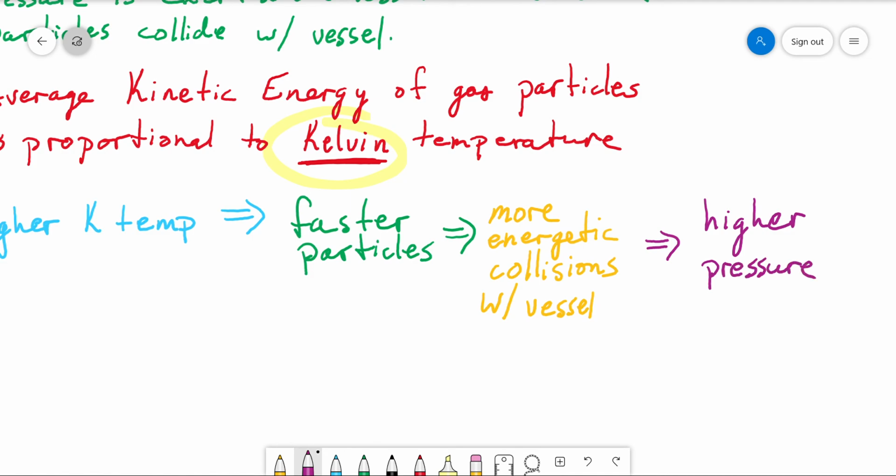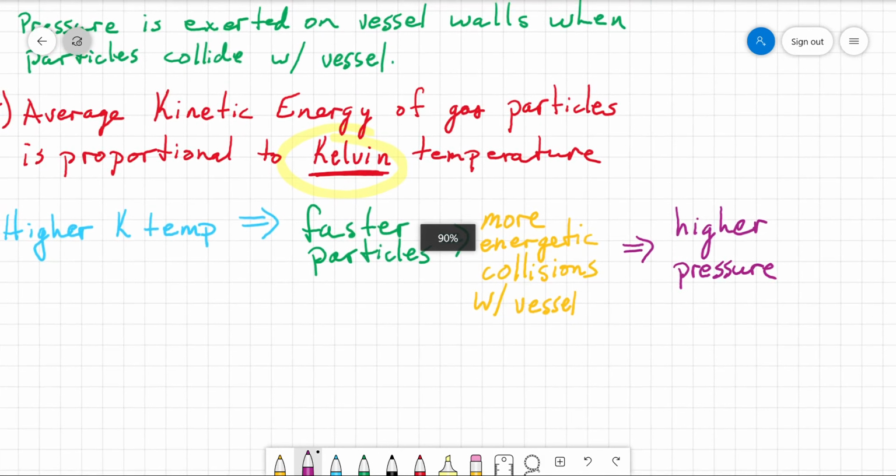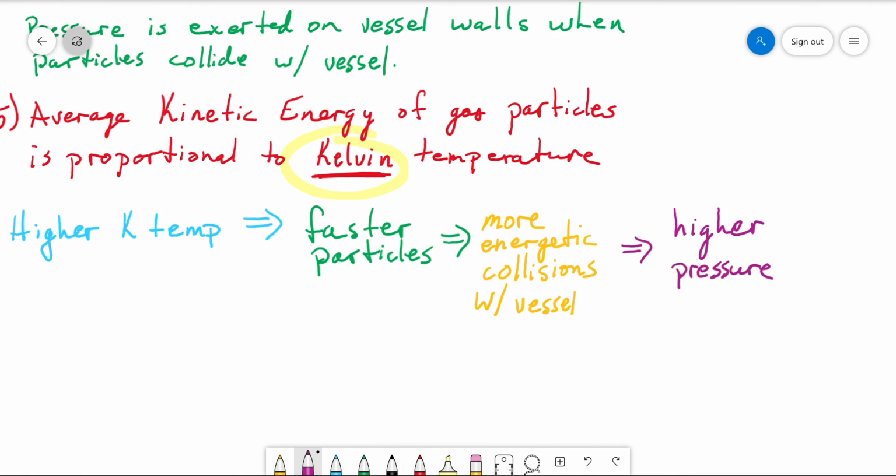So we always want to think, when we're thinking about gases, we want to think about their temperature influencing their energy, how fast they're moving, and that energy influencing how fast and hard they hit the vessel walls, and that leading to pressure. Okay, and the reverse of this is also true. Lower temperature, slower particles, lower energy collisions, lower pressure.